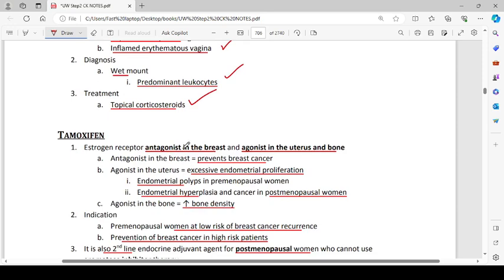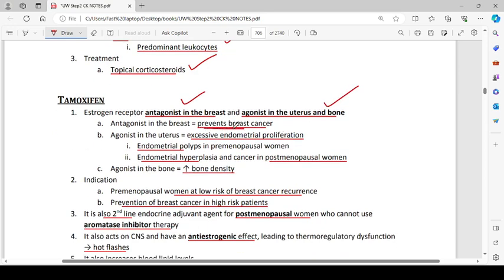Tamoxifen is an estrogen receptor antagonist in the breast and agonist in the uterus and bone. So tamoxifen is basically a selective estrogen receptor modulator. Antagonist in the breast means it prevents the breast cancer, and agonist in the uterus means excessive endometrial proliferation. Endometrial polyps in premenopausal women.